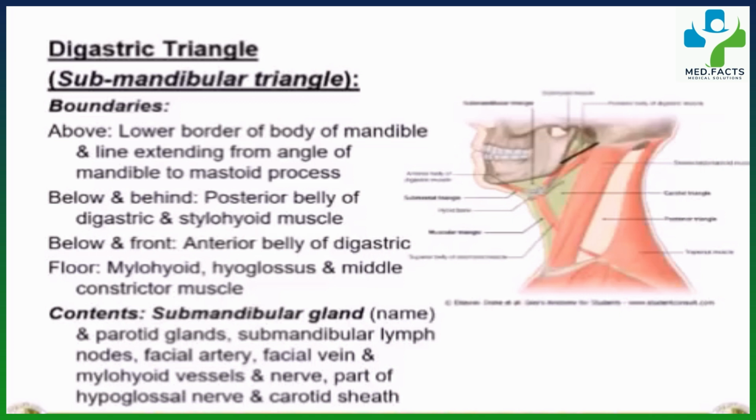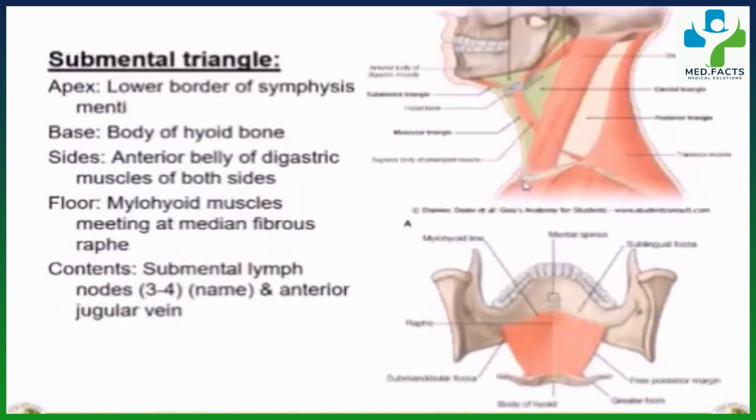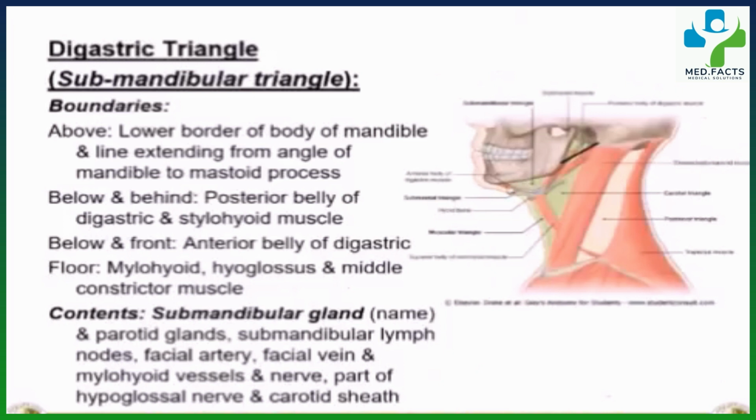What are the contents? As I said, one of the important contents is the submandibular gland itself. Along with that, a part of the parotid gland also comes here. Then we have an important group of lymph nodes, the submandibular group of lymph nodes. Along with that, there is also the facial artery, one of the branches of the external carotid artery, which passes through this triangle and supplies different parts of the face with multiple branches. Even the facial vein, which will be on the side of this artery, drains the face. So that is also important content here.